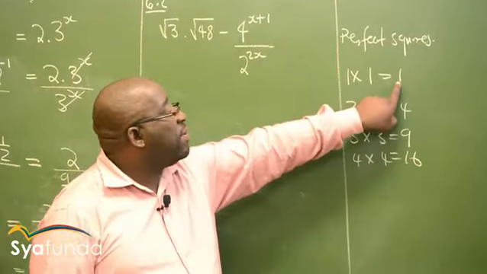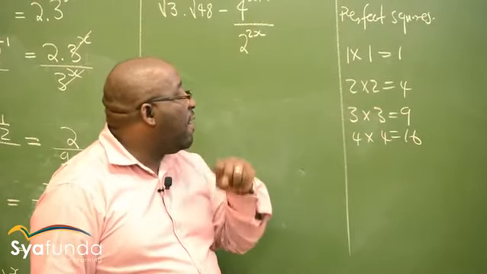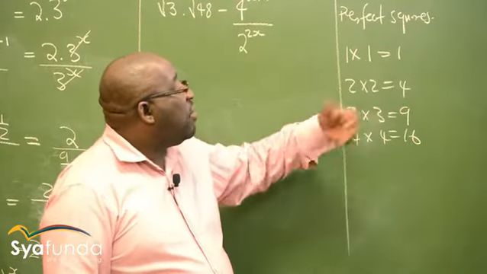So this number is called a perfect square. This is also a perfect square. This is a perfect square. This is a perfect square. So the smallest perfect square is 1. How did we get 1? 1 times 1, followed by 9.